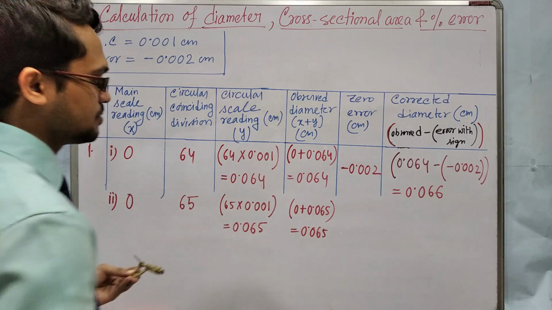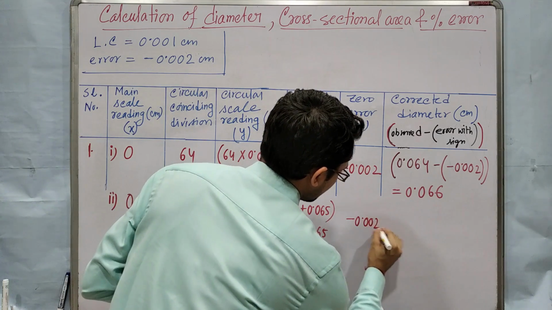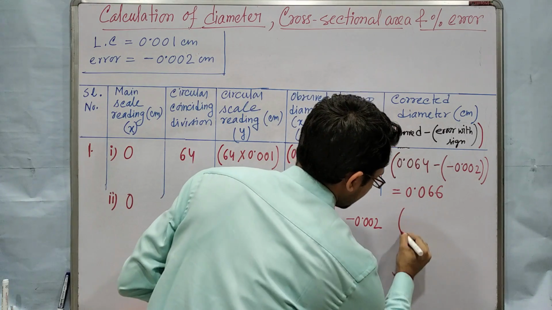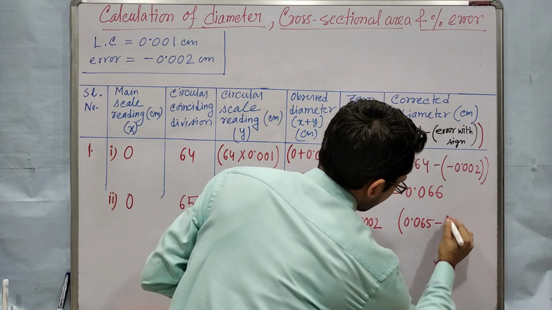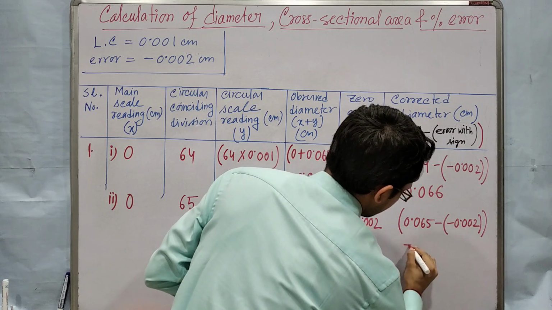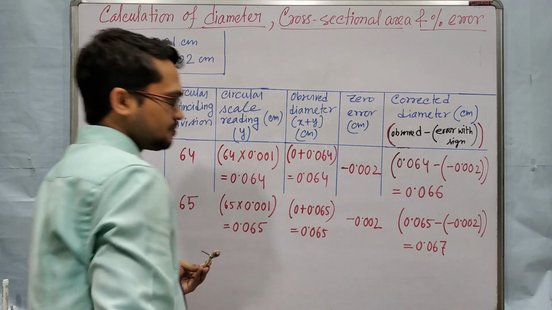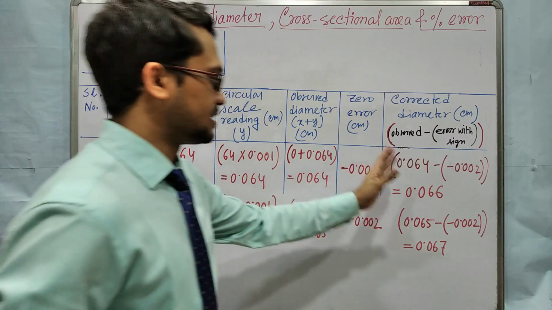Error will remain the same for all the calculations, 0.002, and at the end we have to subtract the error. So write the proper formula: 0.065 minus of minus 0.002. So you will get how much? 0.067. Okay, so this is the correct diameter.